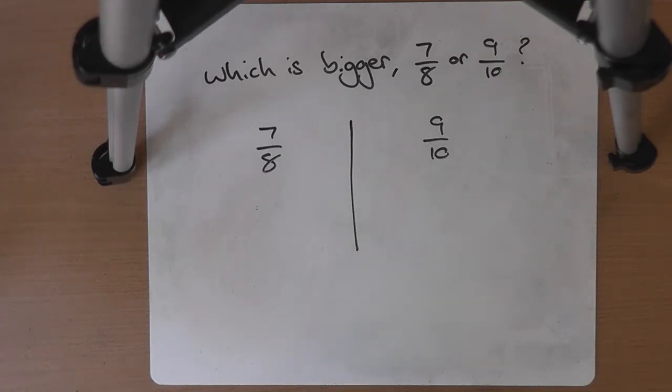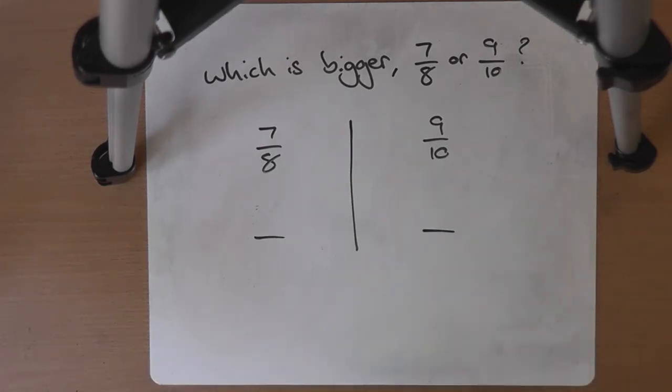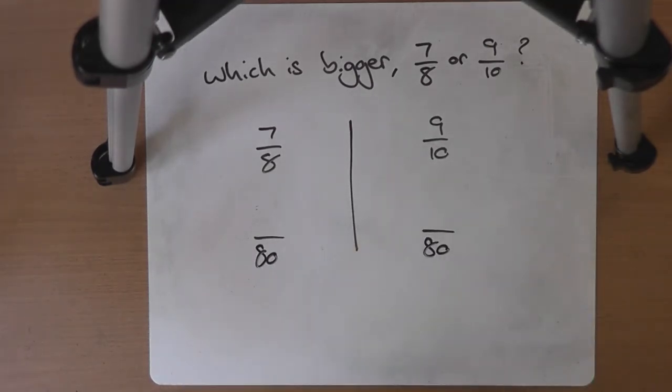In this case, though, there's no easy way to get from 8 to 10 or from 10 to 8, so we're going to need to rewrite them both. So we need to choose something to rewrite them as that's in the 8 times table and the 10 times table, because we need to make it easy to turn 8 into and to turn 10 into. There's lots of different options we can go for. The most obvious one is probably 8 times 10, which is 80. But it's worth saying that that's not the smallest option.